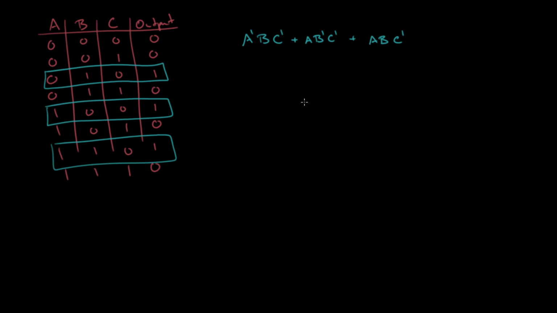The only way to get a true output is by this. So the question is, how can I simplify this? I'm going to look again to see if there's anything I can factor out. It looks like there is a not C in all of them. So let's factor that out, and what I'll be left with is, not A and B, and then A and not B, and then A and B.